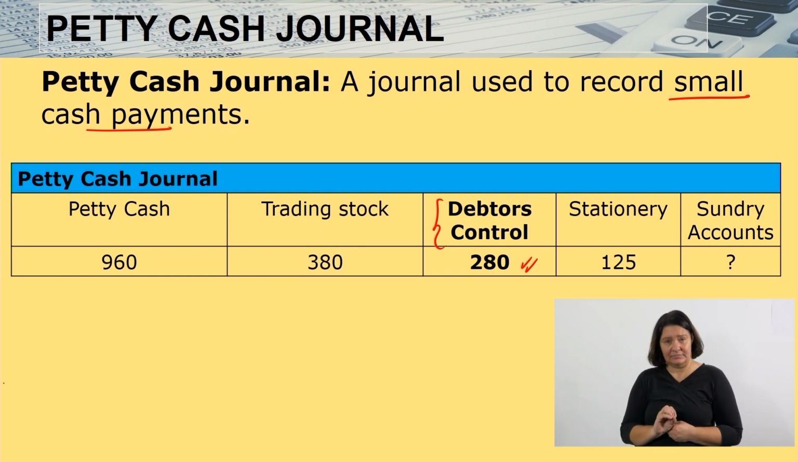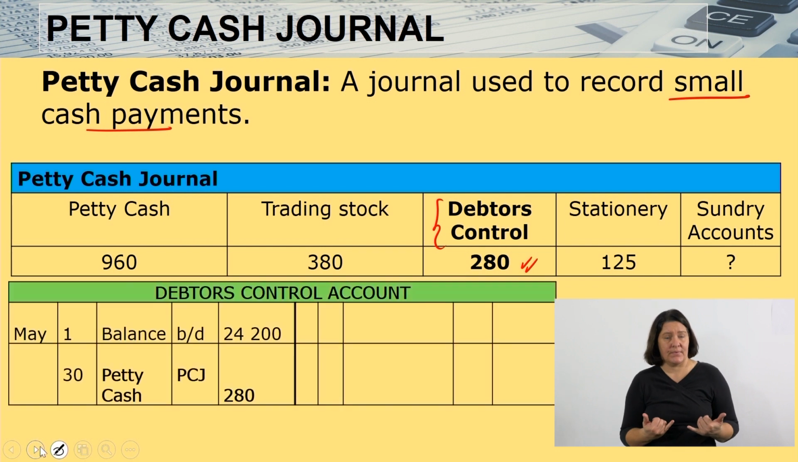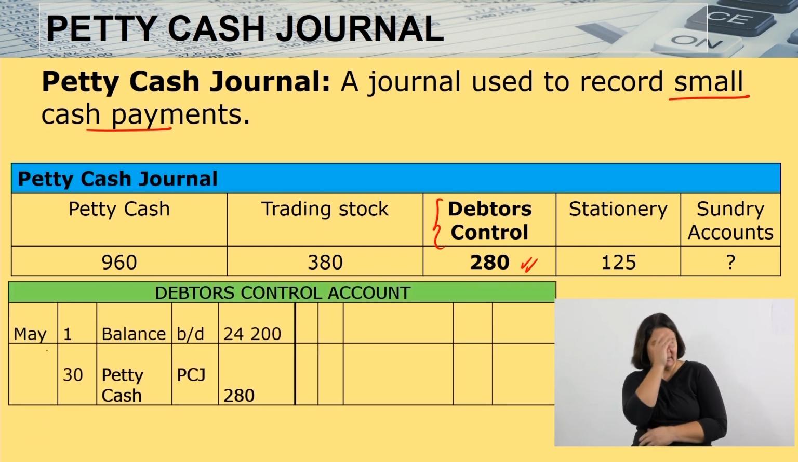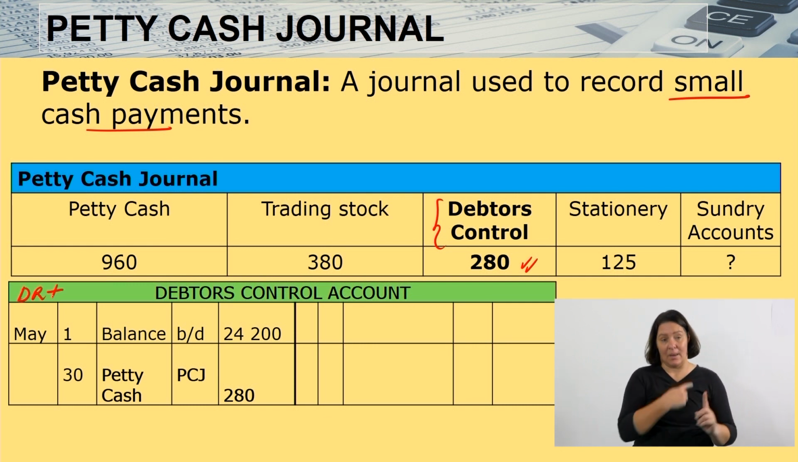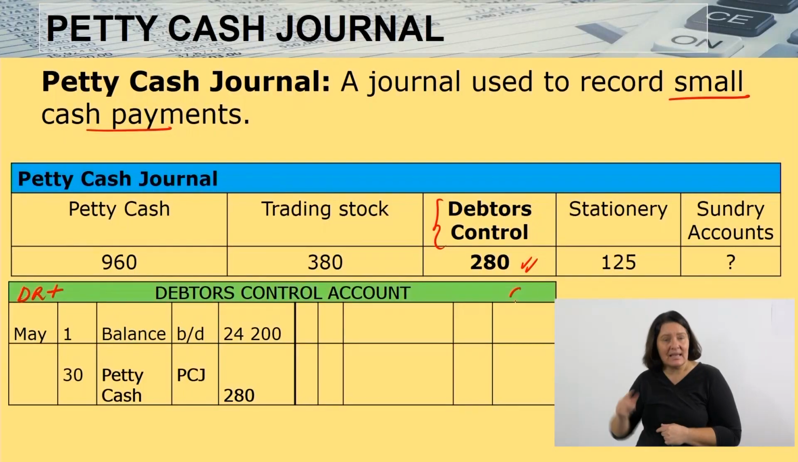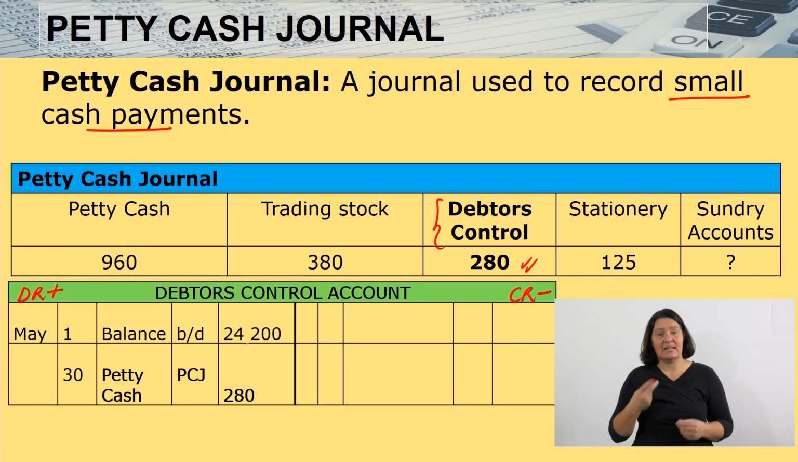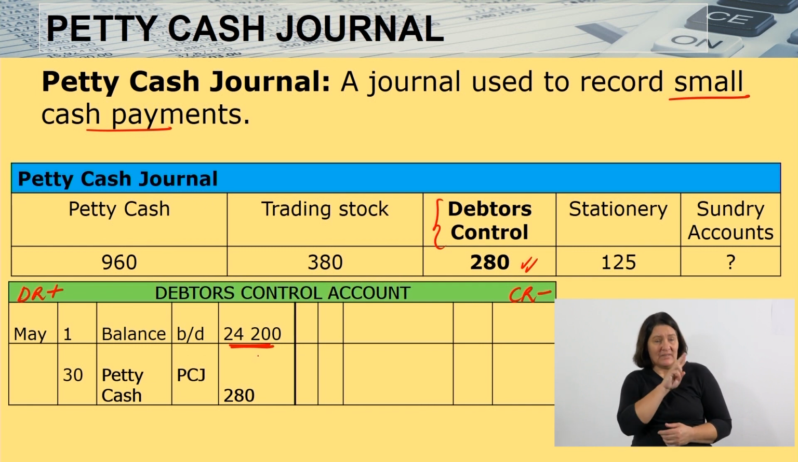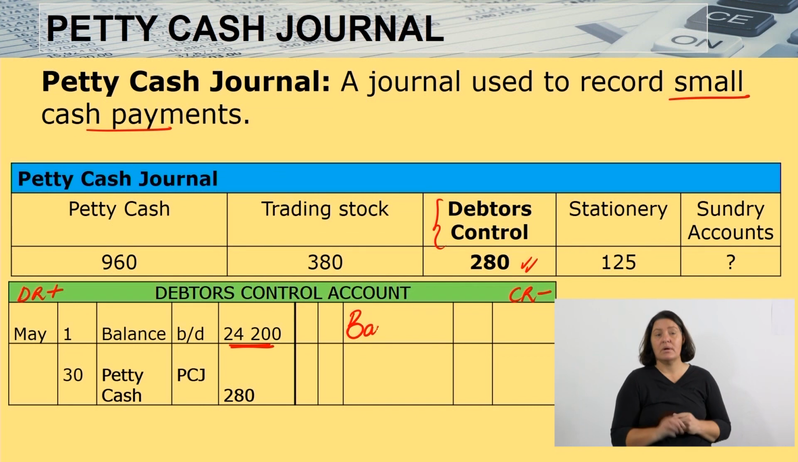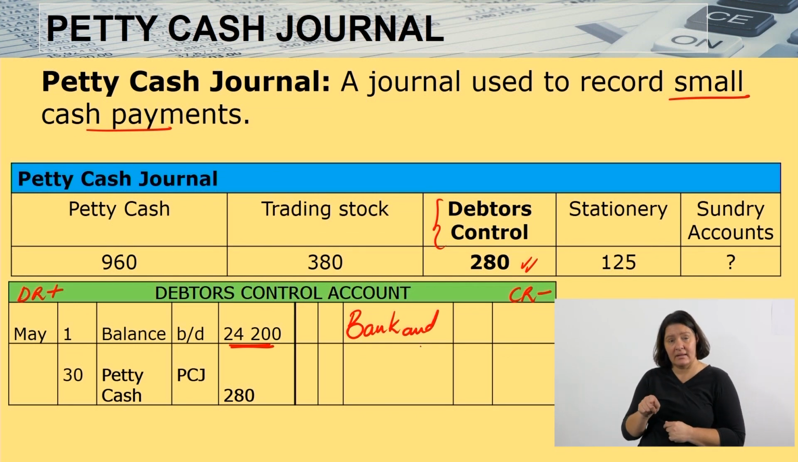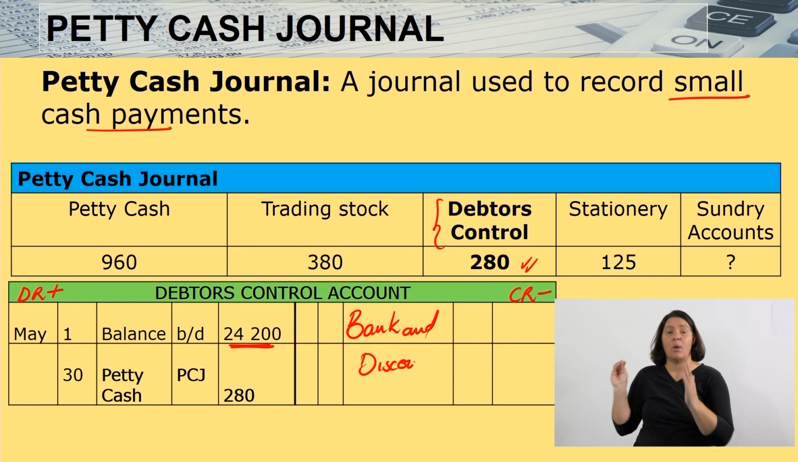When we come now to our debtors control, I have to keep reminding you that my debtors control increases on the debit side, because it is an asset account. However, it decreases on the credit side. Here we have debtors that are owing us 24,200. It will happen that they will pay. So when they pay, we come here and we say bank and discount, and we record the amount.